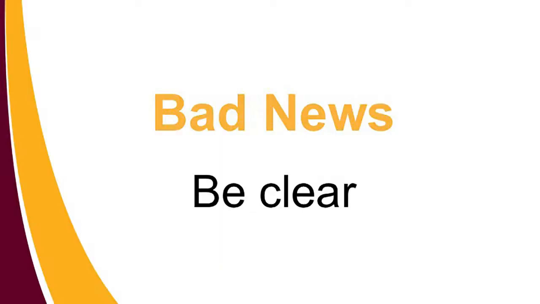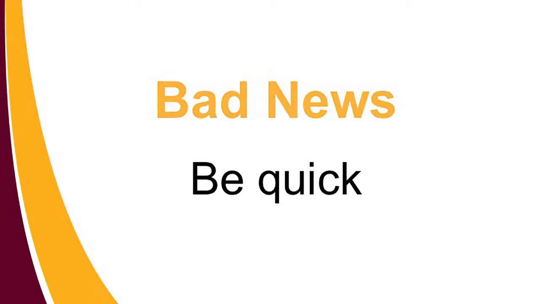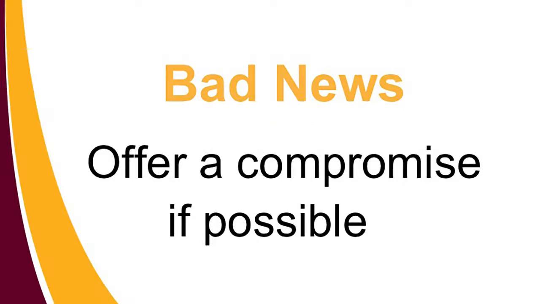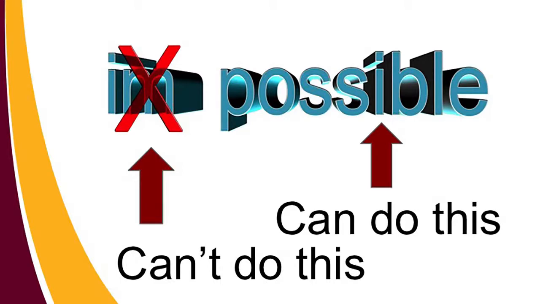Once you've prepared the reader, you give the bad news. It's important at this point to clearly and succinctly state the news. You want to make sure that the reader completely understands the situation. Don't spend too much time on it. This is a little like ripping off a Band-Aid. Offer, if possible, a compromise. For example, we can't do this, but we can do that.